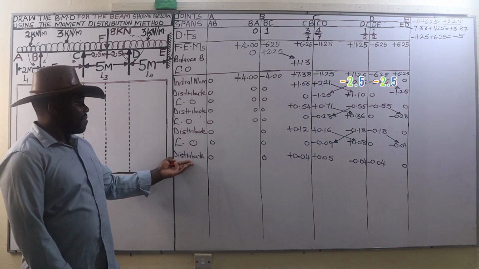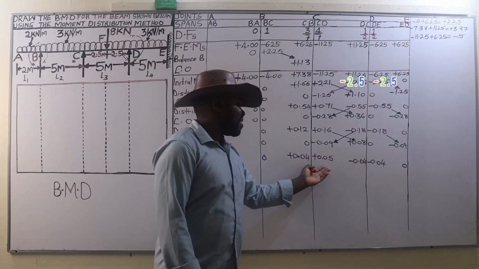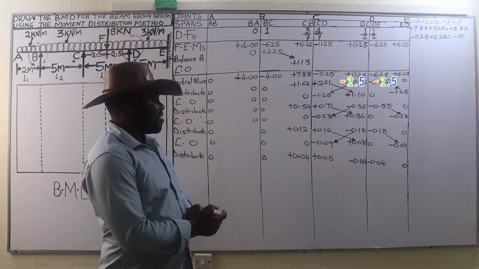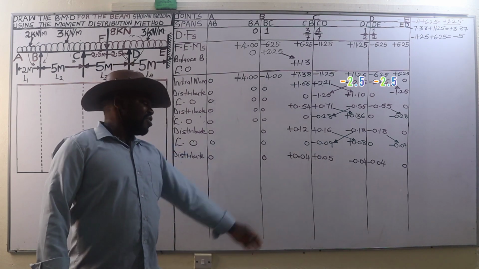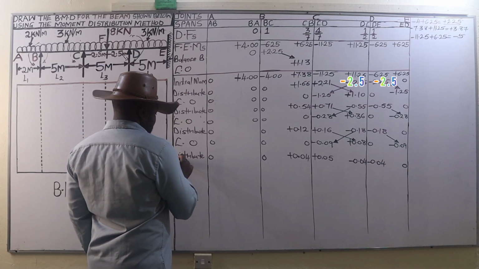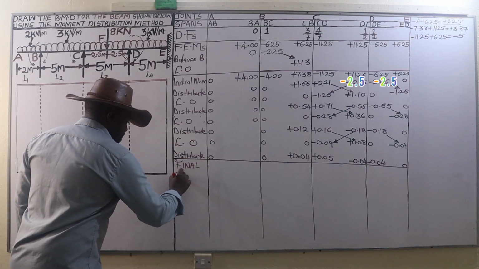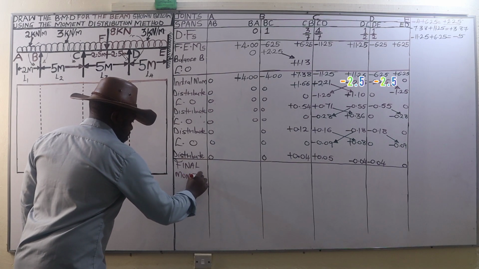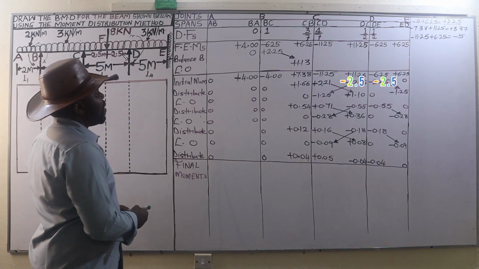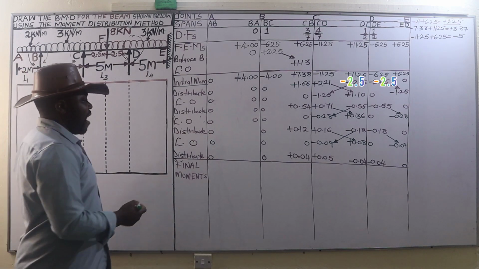Then finally, after distribution, we can now look at our final results and see that we now have the required degree of precision. That's what I think. We now have the required degree of precision, so we don't need to carry over again. So what we are going to have now are the final moments. For the final moments, what we are going to do is add from the initial moments. That is where we are beginning our addition.